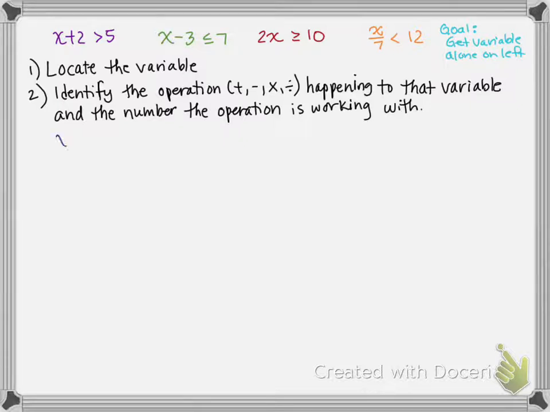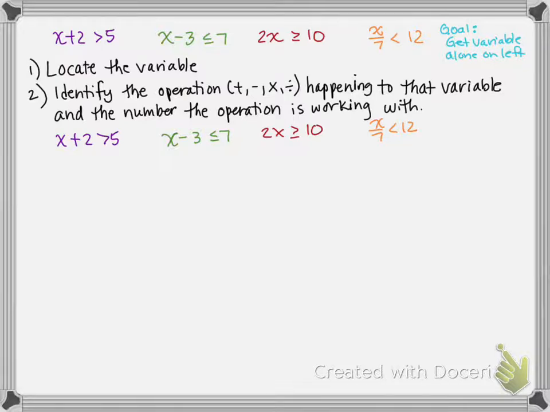So I'm going to write out x plus 2 is greater than 5. X minus 3 is less than or equal to 7. 2x is greater than or equal to 10, so that's 2 times x, and last but not least, x divided by 7 is less than 12. So what we're going to do is identify the operation and the number.